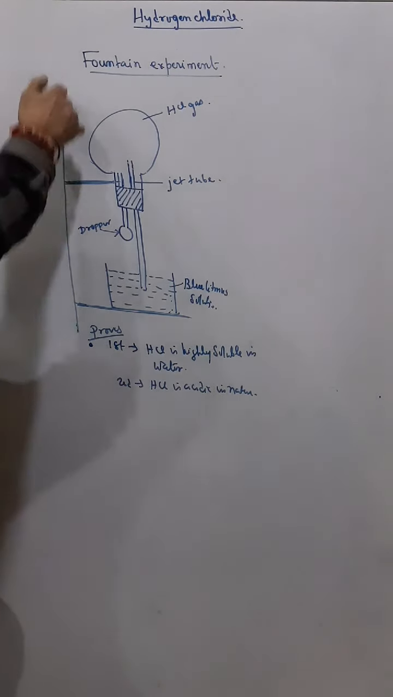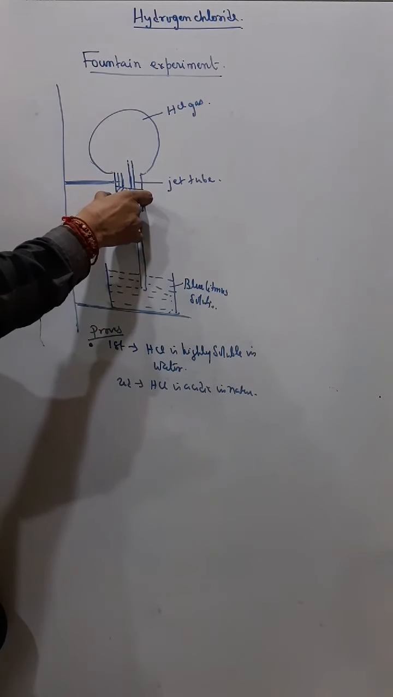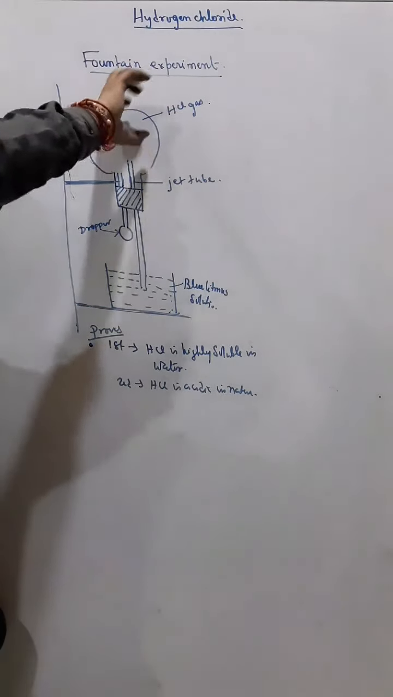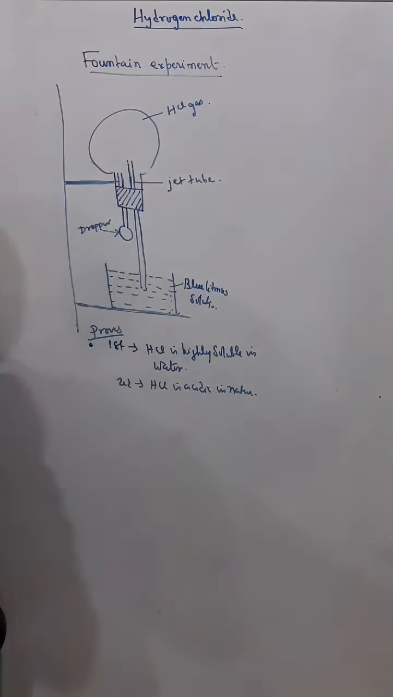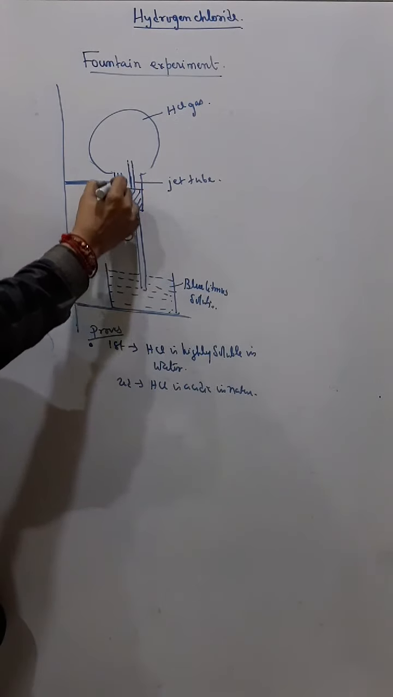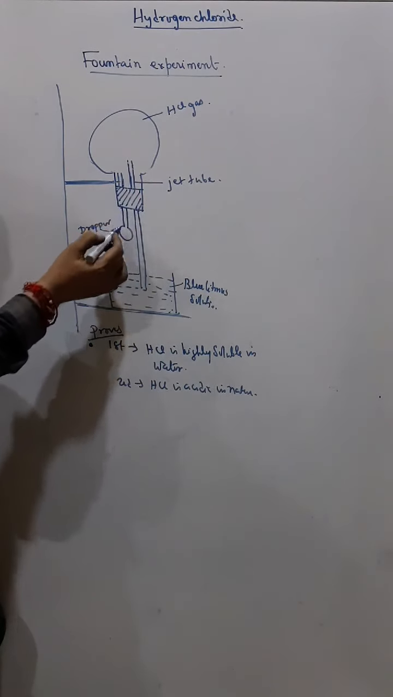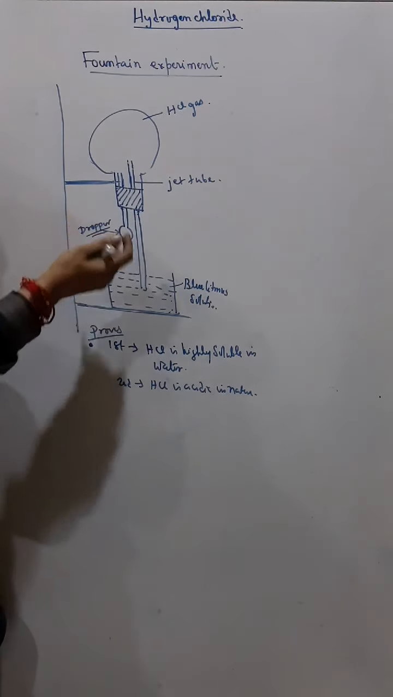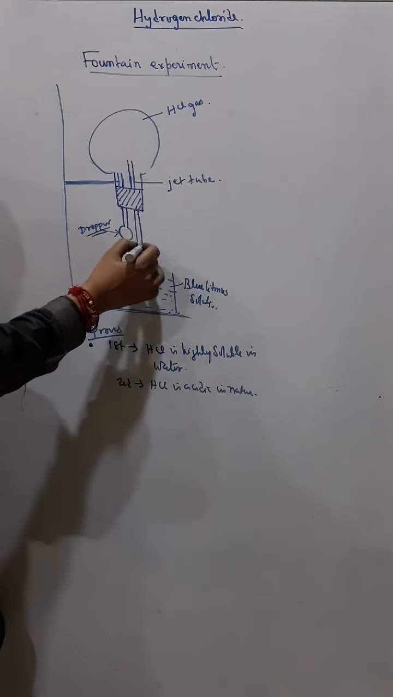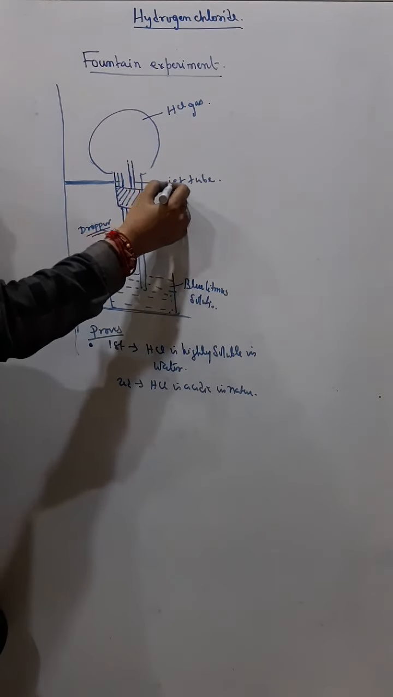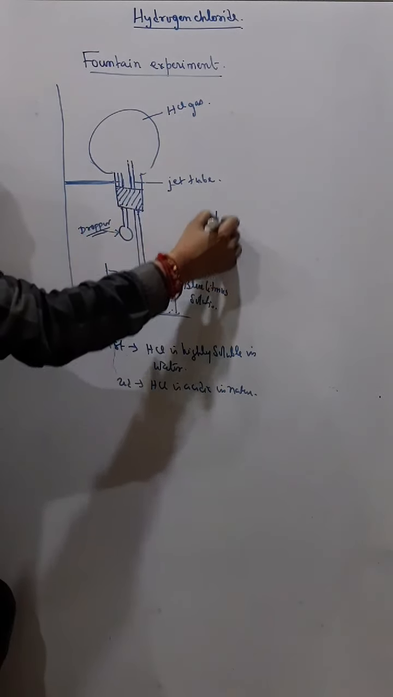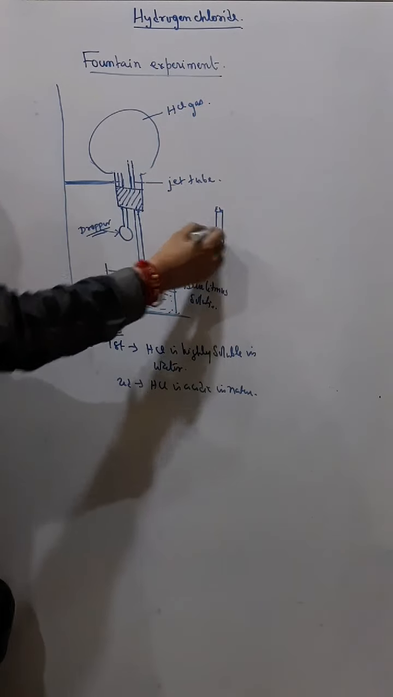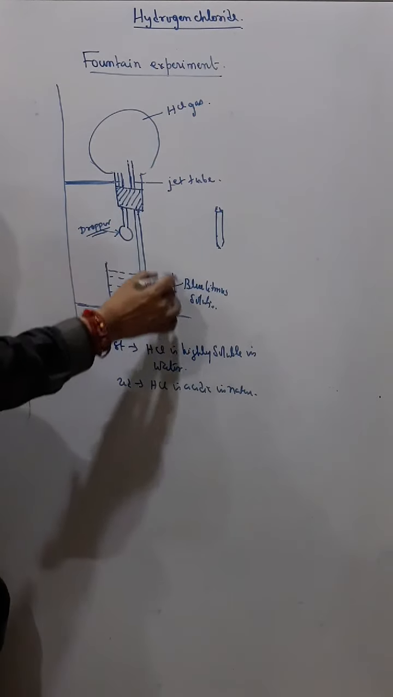For that, you can see a ring and clamp stand. First we have taken the flask containing HCl gas and inverted it. With this is a rubber cork, and in this cork there are two holes. In one hole we have fitted a dropper, and in another hole we have taken a jet tube. A jet tube is open at both ends, it's a pipe.